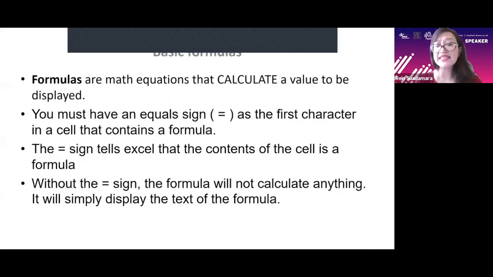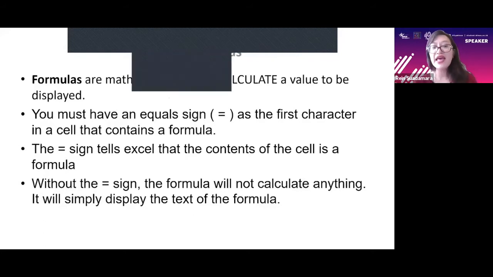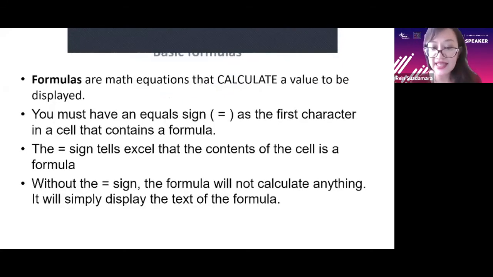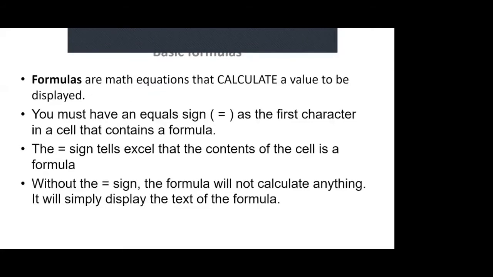So a formula is basically a math equation that calculates a value to be displayed, but you have to put the equal sign at the beginning, as the first character. Usually in regular math, you write A plus B equals something. In a formula, you have to put the equal sign in the beginning, because this equal sign actually tells Excel what the formula is. Without the equal sign in the beginning, the formula will not calculate anything. It will just display the text of the formula.